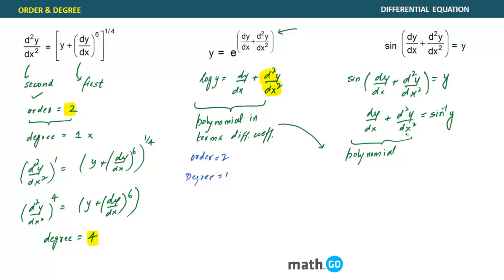What is the order? Again, order is the highest order coefficient, that is 2. What is its power? Power is 1. So order 2, degree 1. So this is how you actually solve order and degree problems.